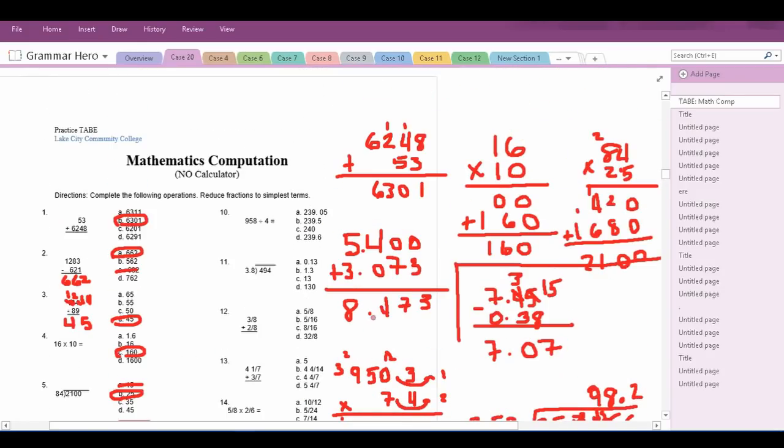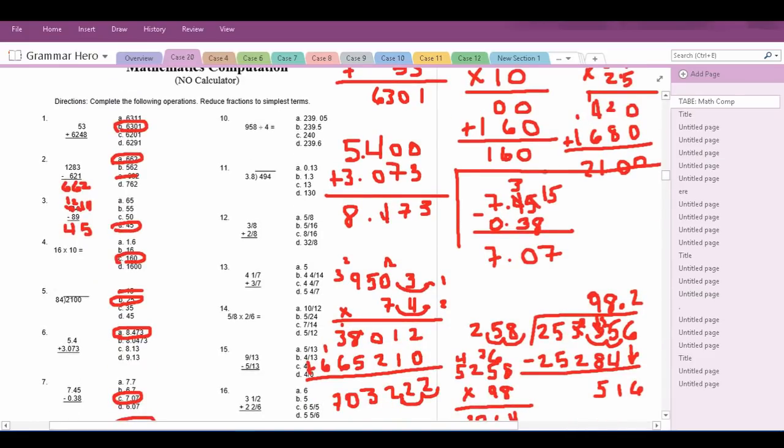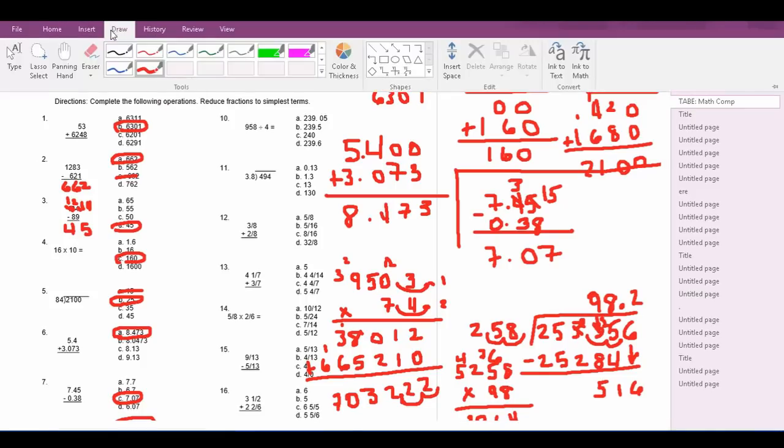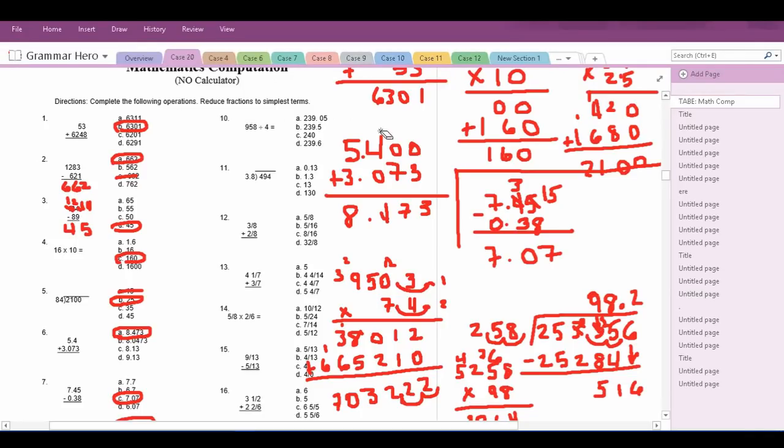I'm going to go ahead and delete some of this since I'm going to need the room to work with the fractions that are coming up. So just bear with me as I do that. Go ahead and erase some of it.